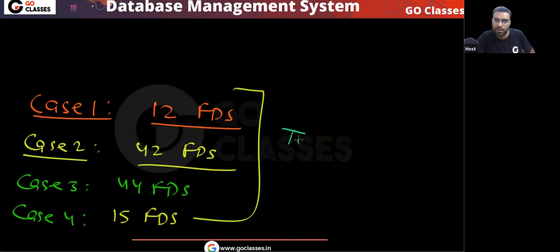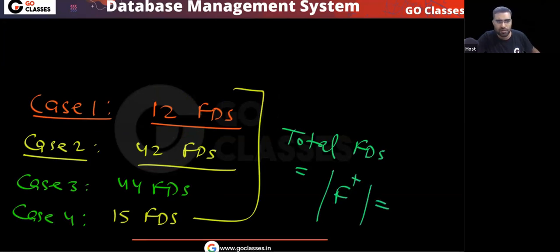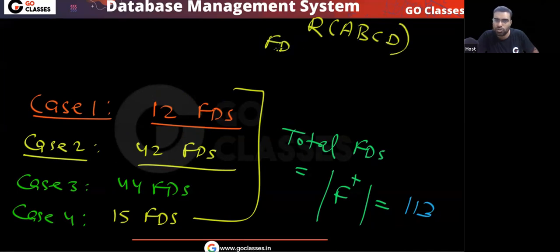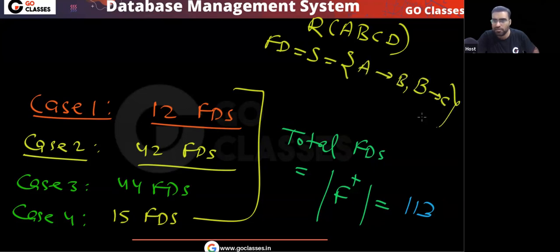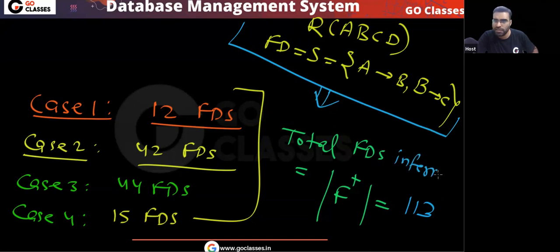So total, how many FDs did I get? That is your size of F plus. So these many FDs you can infer. Can you notice a lot of FDs we can infer? Where your relation is ABCD, and this is your set of FDs given to you: A determining B, B determining C. Is this clear? So if this is the set of FDs, then the total FDs inferred are 113.